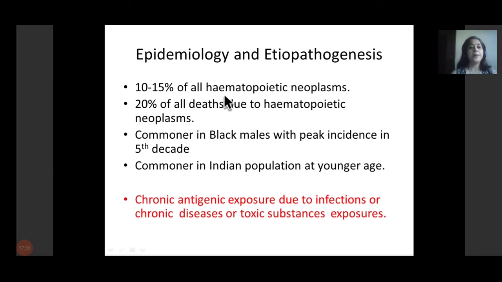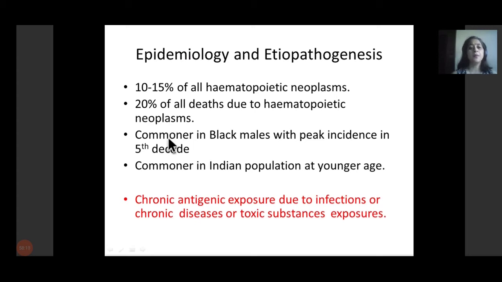Now, why this happens and what is the epidemiology? What is the global distribution of this disease? This disease is a deadly disease. It is 10 to 15% of all hematopoietic neoplasms. 20% of all deaths are due to hematopoietic neoplasms. A large share of all the hematopoietic neoplasm deaths are due to myeloma.